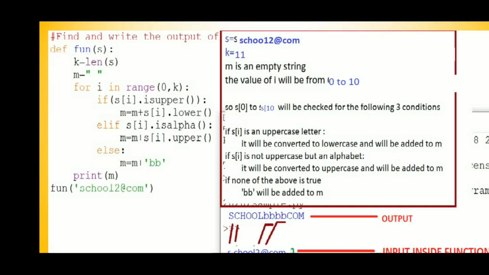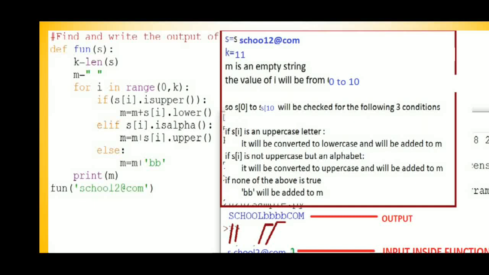So as you can see on the right hand side, s is receiving the value. Please ignore the s that is written in black, that's a typing mistake. s equals school12@com. Okay, so this is the value that is being passed inside the function as actual parameter and being received by the formal parameter.